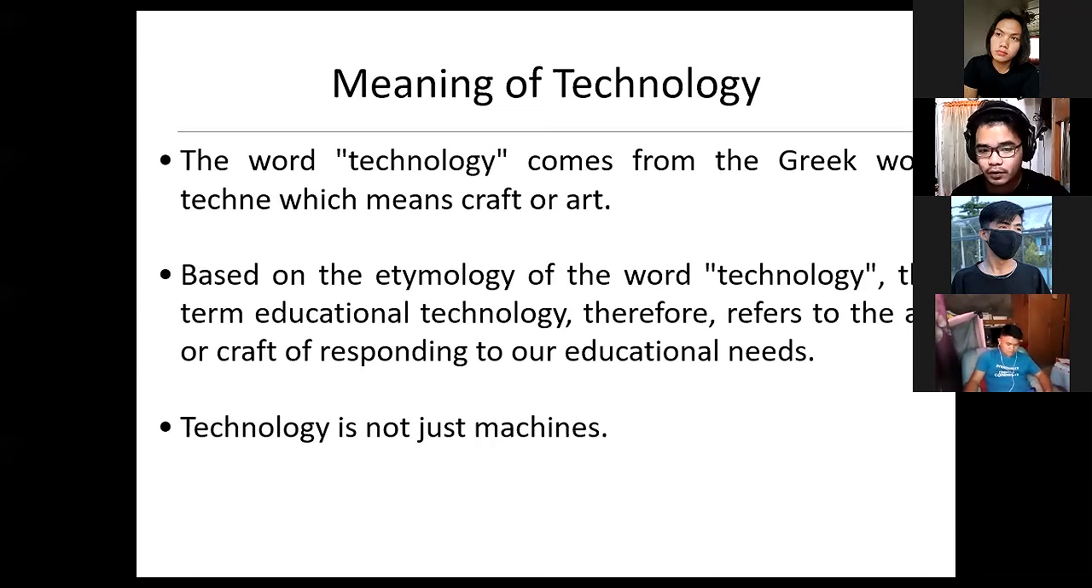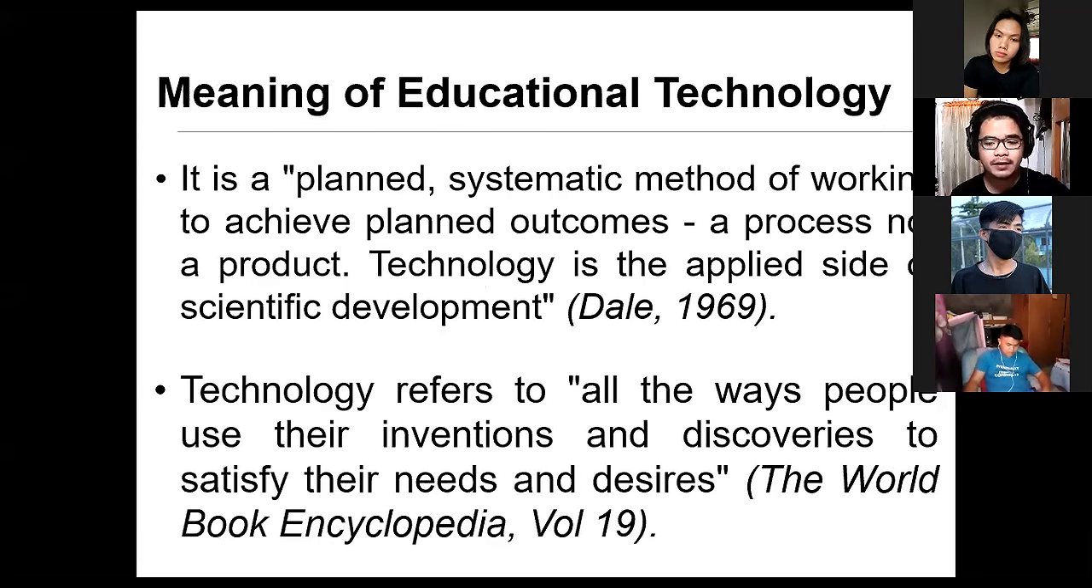So technology came from the Greek word craft or art. So ano ngayon ang ibig sabihin ng educational technology? So pag ididikit natin ang technology sa education, it means that it is a planned, systematic method of working to achieve planned outcomes. A process, not a product. And technology is the applied side of scientific development. So I repeat, when we talk about educational technology, according to Dale in 1969, it is a planned, systematic method of working to achieve planned outcomes.